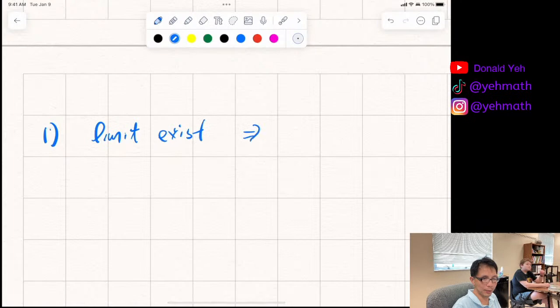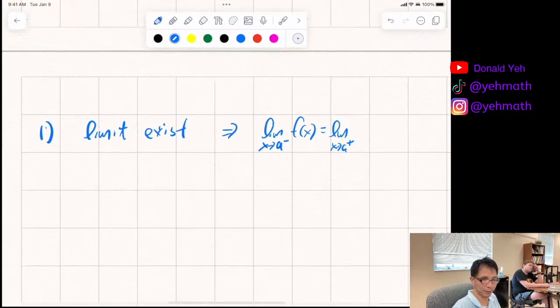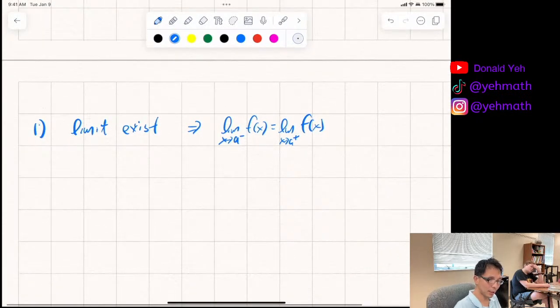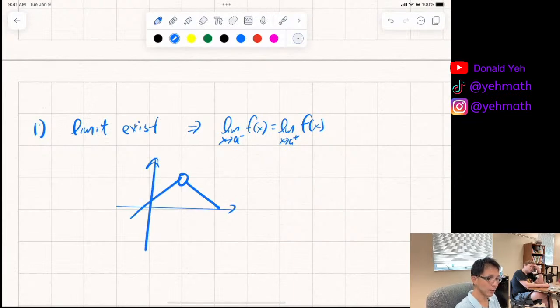Limit exists means the limit as x approaches a from the left of f of x equals the limit as x approaches a from the right of f of x. That's limit exists, and the graph looks something like this. The limit as x approaches a exists. Even though I have a black dot on the top, it still exists, because the limit from left and right are equal to the same value. So the limit exists that way.